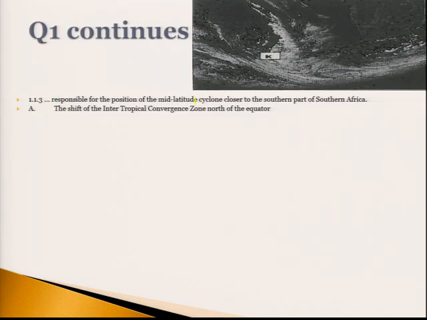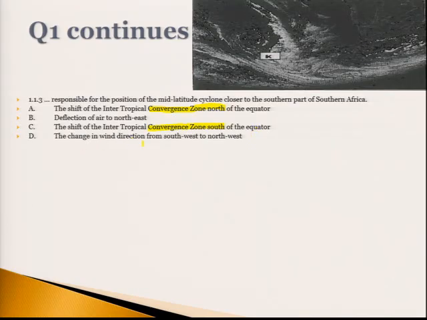This one asks what is responsible for the position of the mid-latitude cyclone closer to the southwestern part of South Africa. A, the shifting of the intertropical convergence zone on the equator, B, the deflection of air to the north, C, the shift of the intertropical convergence zone. Now we start to have a competition: is the convergence zone moving to the south or to the north of the equator? Or D, there's a change in wind direction from southwest to northwesterly. For a mid-latitude cyclone to have a position closer to the southwestern part of South Africa, the shift of our ITCZ, the intertropical convergence zone, has moved to the northern part. Therefore, we get our winter season.